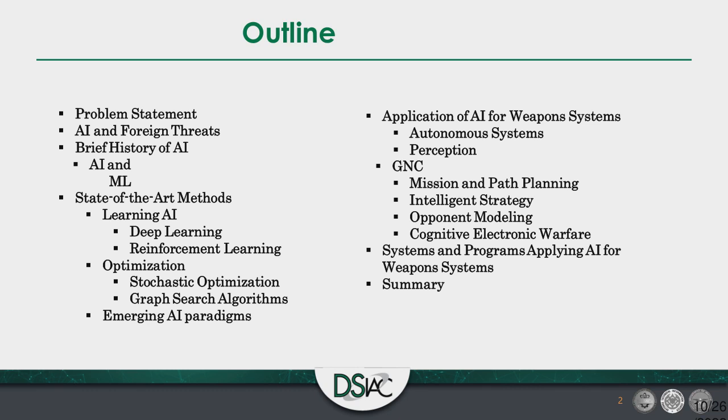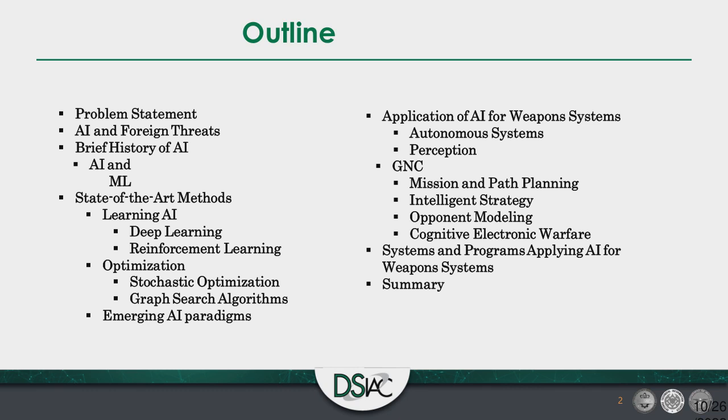And then we'll talk about applications of AI for weapon systems and which areas in weapon systems these technologies can be leveraged to provide cutting edge systems that will provide an advantage in the battlefield.